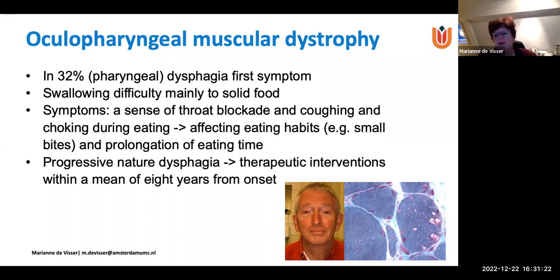Because of the progressive nature of dysphagia, therapeutic interventions are required within a mean of 8 years from onset. You see next to the picture of the patient a muscle biopsy, which shows rimmed vacuoles. We used to do a muscle biopsy when the molecular genetic analysis was not possible, but we refrain now from doing a muscle biopsy. First, because it's very easy to do genetic DNA analysis, and second, because this is not a very sensitive finding. In quite a number of cases, rimmed vacuoles are not present. And besides that, rimmed vacuoles are non-specific, can be seen in other diseases as well.